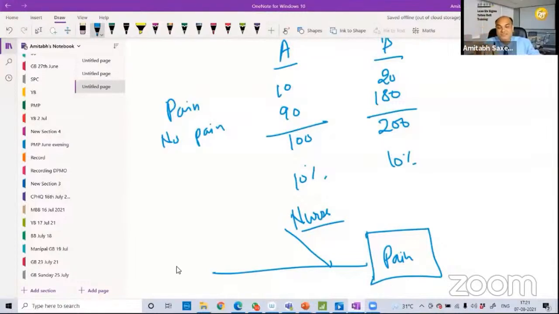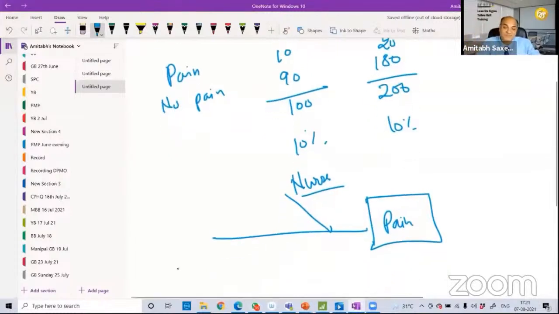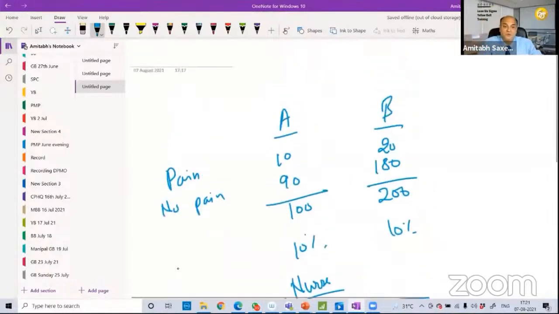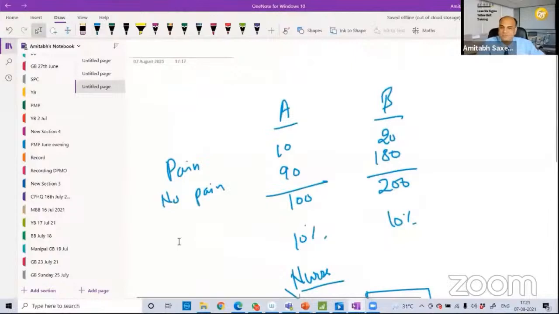Sorry, the nurse is not an issue here. If all nurses are giving 10%, the nurse is not an issue. Something else is the issue. Maybe the vaccine is the issue. Maybe the person who is taking it. In the general population, 10% people will have pain. This is normal. No one to blame for it. Okay, got it? So, very important.